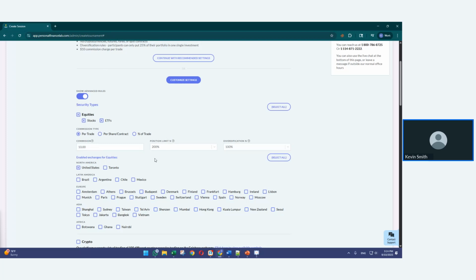Position limit means how much a student can put in any one stock. So let's say I put a 20% position limit. Students can put no more than 20% of their portfolio in a single stock. So they have to buy at least 5 different things in order to spend all their cash.